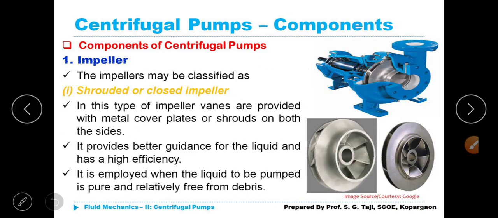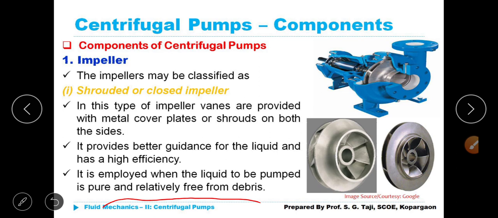Shrouded or closed impeller. Closed impellers are used when we are required to pump pure liquid, relatively free from debris. Pure water, whatever you are getting in the bathroom and the kitchen, these are all considered pure water that can be lifted when the impeller is closed type. It should be free from debris. That's why the strainer is provided.